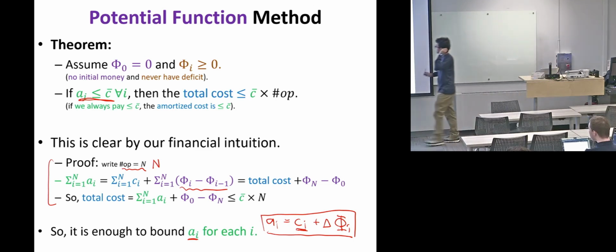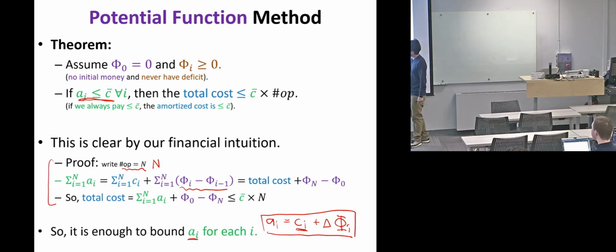And what is the sum of C_i? C_i is a real cost, so the sum of C_i is the real total cost. And what is this? This thing telescopes, right? So you're going to get just minus phi 0 and plus phi n, because the rest cancel out.